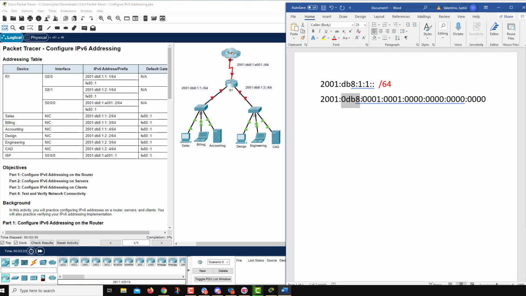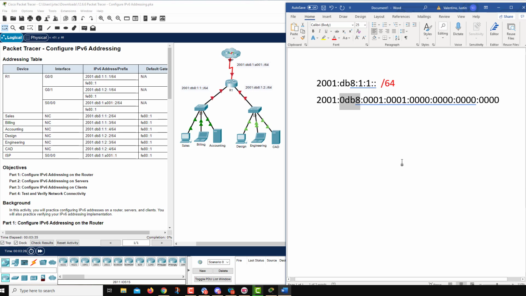Or if you catch the little pattern that's happening here, what's really occurring behind the scenes is the fact that each of these hextets is worth 16 bits. 16, 32, 48, 64. With 64, that's saying that this is our network portion, which means the remainder is the host portion. So the network on the left is defined as 2001:0DB8:0001:0001.